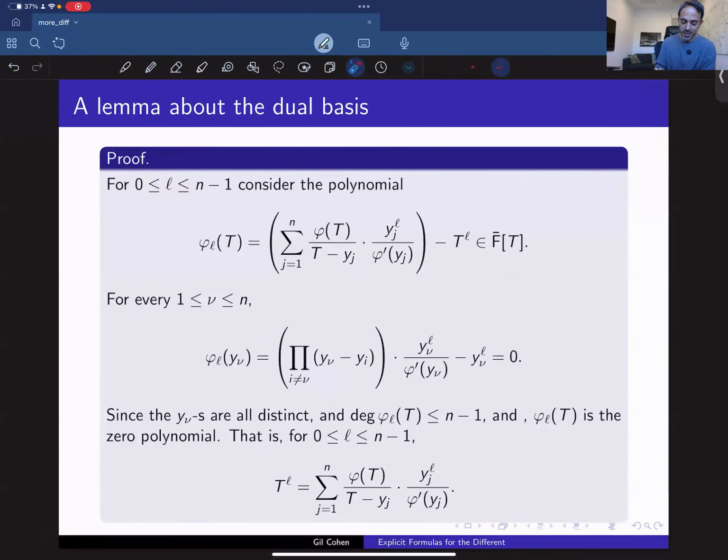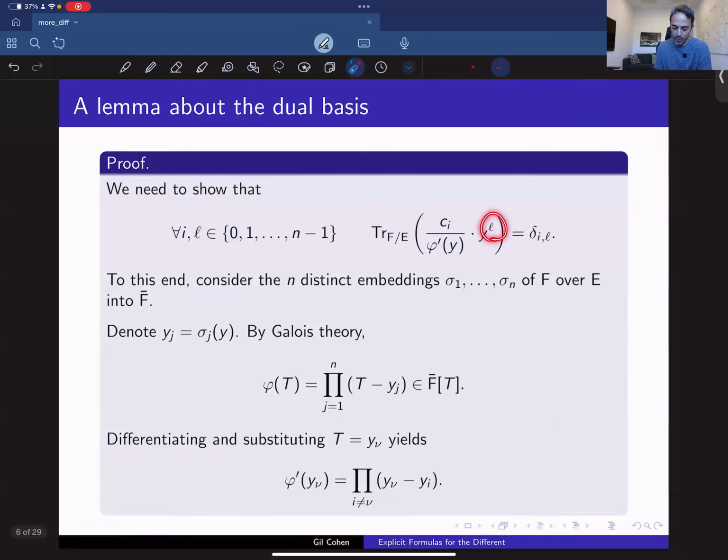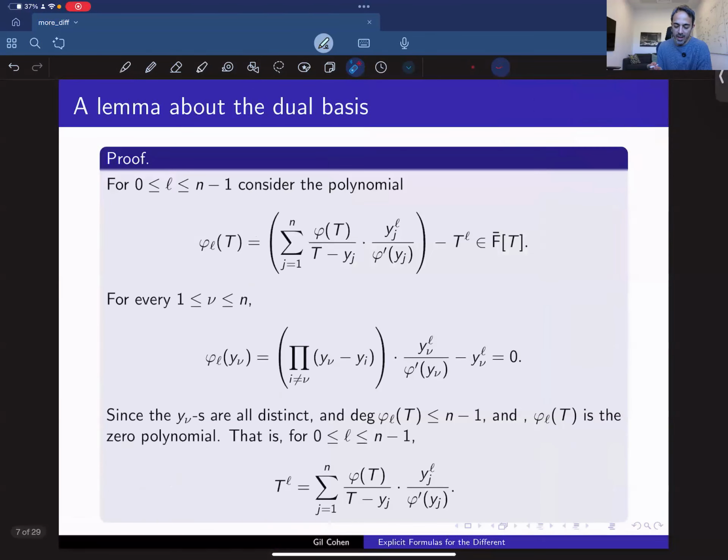And now I want to consider, it kind of comes out of nowhere, but for every L between 0 and n minus 1, so the L's are, I think of it as the power of the y's, I want to define this polynomial, phi sub L of t. It's a polynomial which I want to show at the end of the day is the zero polynomial, but I'm currently defining it like that. It's this thing minus t to the L.